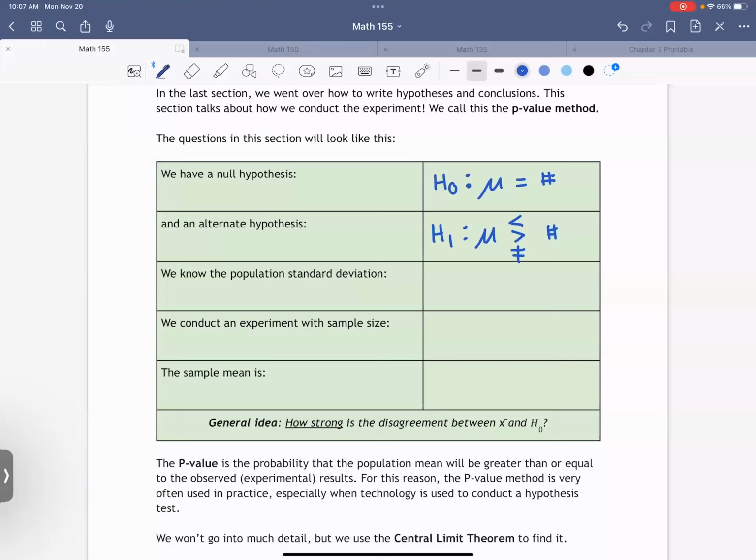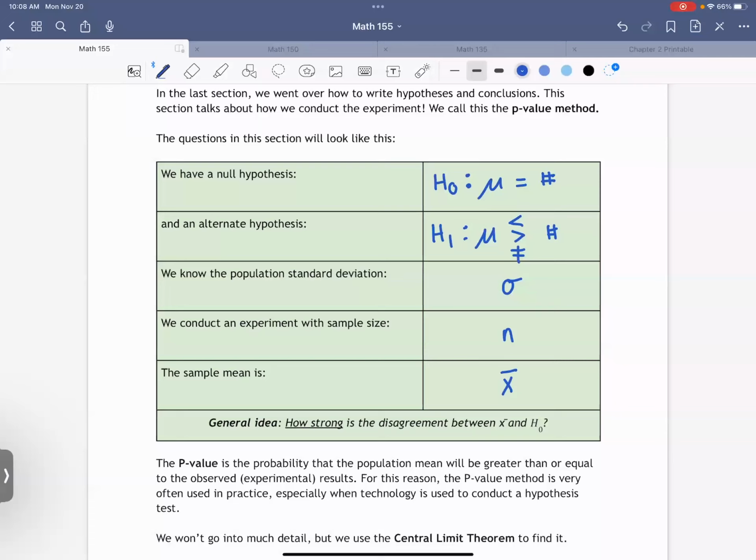Next, questions in this section will give you a few symbols. It'll tell you the population standard deviation. Does anyone remember the symbol for that? Is it S or is it sigma? Sigma, perfect. We're going to conduct an experiment, and in that experiment, we're going to have a sample size of n, right? And from that experiment, we're also going to know the sample mean, which is X bar. That's all the information we have.